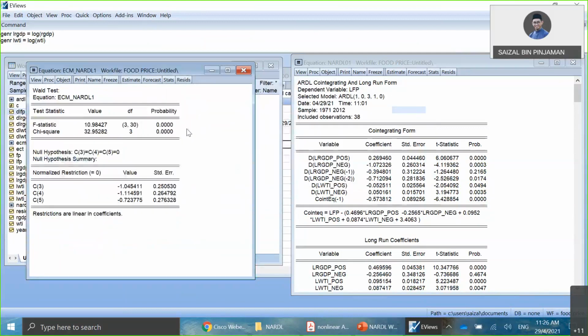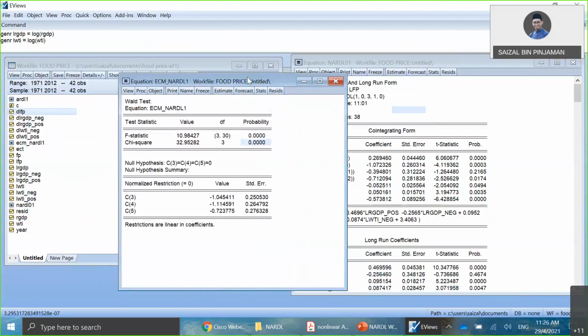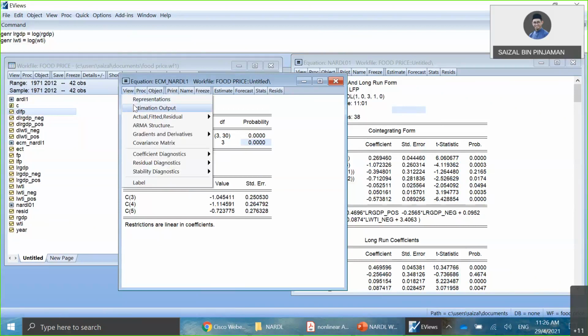So click OK. So here you can check for the probability value of the F statistic and chi-square. Here, obviously, we reject the null of zero impact for the GDP negative at present, at lag 1 and in lag 2 in influencing the dependent variable. In other words, GDP negative is significant in explaining the dependent variable, which is food price, in the short run. Because remember, we are running a short run relationship here, short run analysis.